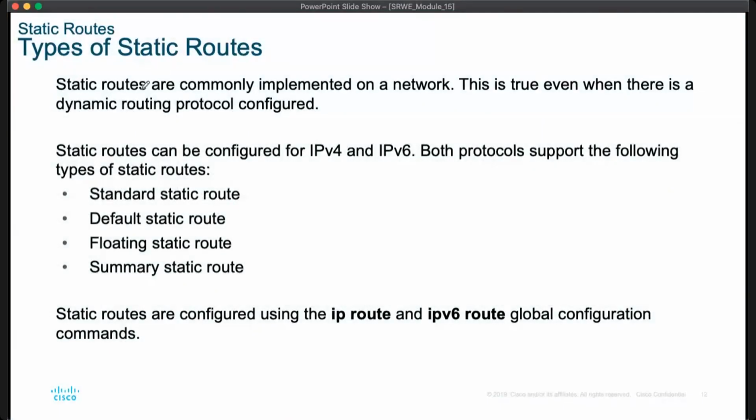Type of static route. Static routes are commonly implemented on a network. This is true even when there is a dynamic routing protocol configured. Static routes can be configured for IPv4 and IPv6. Both protocols support the following types of static routes: standard static route, default, floating, and also summary static route. Static routes are configured using the ip route and also ipv6 route global configuration commands.